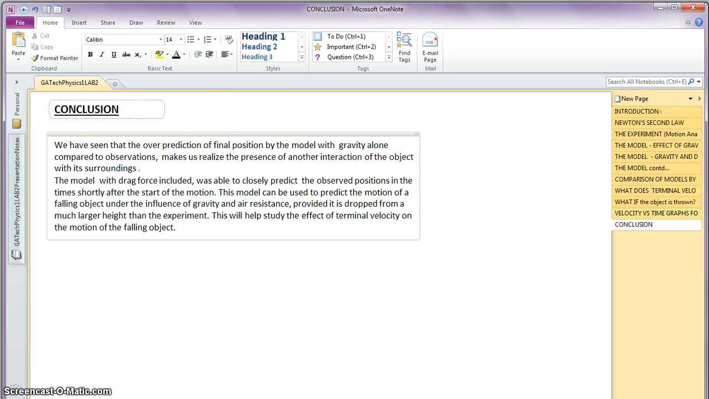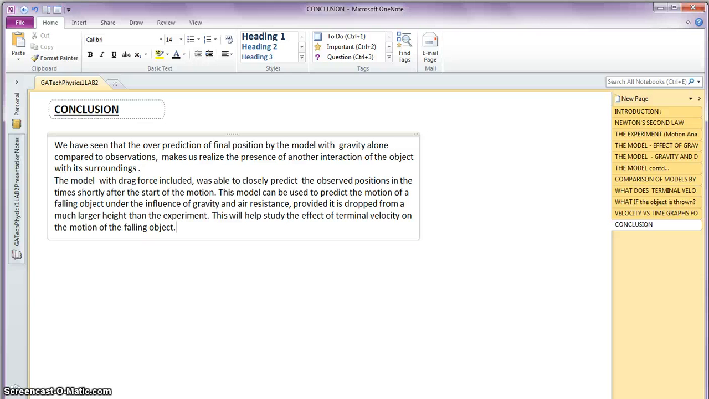In both models where the ball was thrown as well as dropped from rest under the effect of gravity alone, we see the overprediction of final position by the models, making us realize the presence of another interaction of the object with its surroundings. The model with drag force included was able to closely predict the observed positions and the times shortly after the start of the motion.